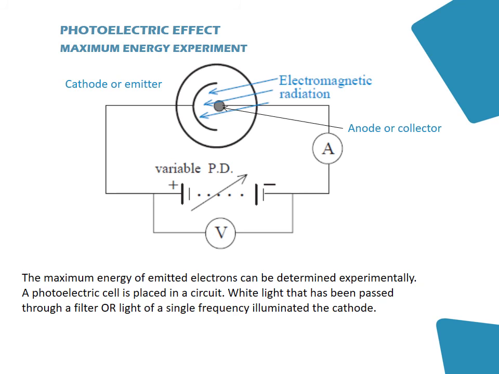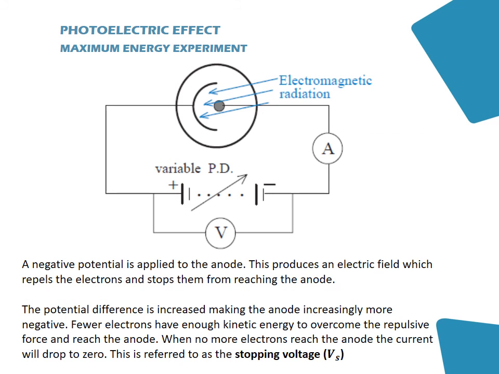that is able to calculate the maximum energy of emitted electrons. And this can be determined experimentally using a photoelectric cell as indicated here. So the cell is placed in a circuit, and white light that has been passed through a filter, or light of a single frequency, is used to illuminate our cathode. So the next thing that has to happen, so here was our cathode, remember that was our emitter, and we have this guy here, which is our anode, which is our detector.